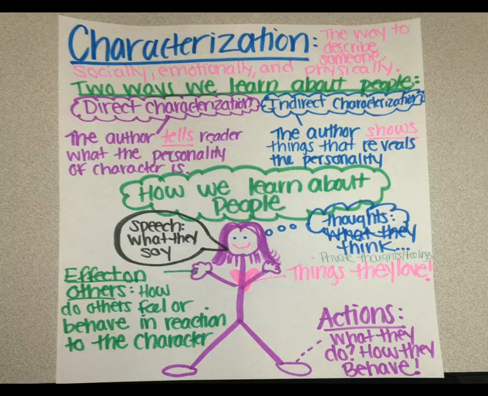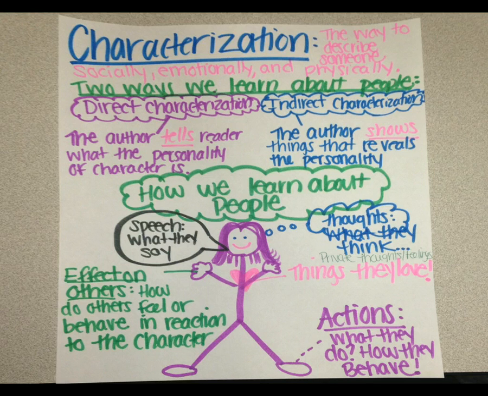Then there are two ways, but make sure you know that your page is flipped. So if you get too far ahead of me as I'm describing this, make sure you pay attention to this. There are two different ways that you learn about people. You learn about people either through direct characterization or indirect characterization. These on your sheets, guys, are flipped. So make sure that you have located the direct characterization. Once you've filled out the definition, we're going to add in what is direct characterization.